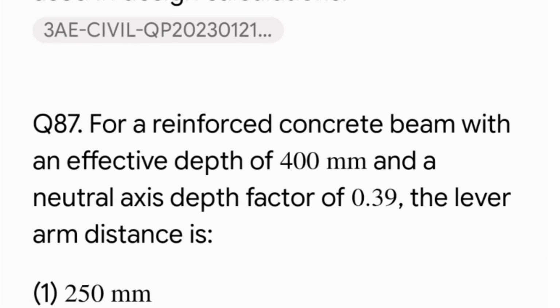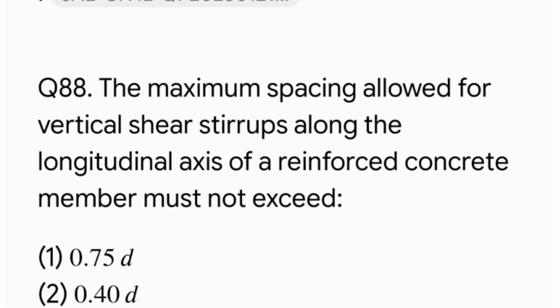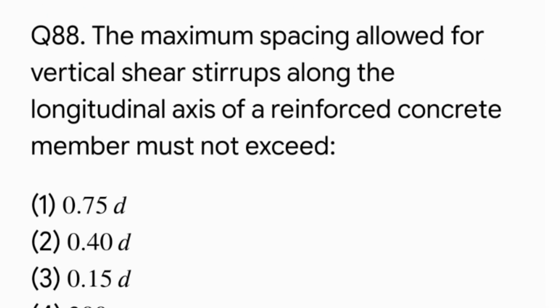Next question. For a reinforced concrete beam with the effective depth of 400 mm and a neutral axis depth factor of 0.39, the lever arm distance is, correct answer option 3, 338 mm. Next question. The maximum spacing allowed for vertical shear stirrups along the longitudinal axis of the reinforced concrete member must not exceed, correct answer option 1, 0.75 d.